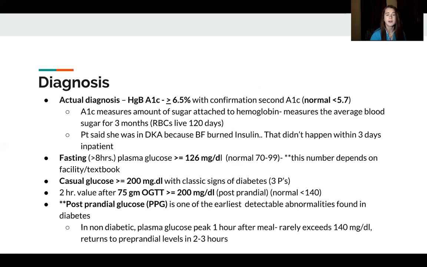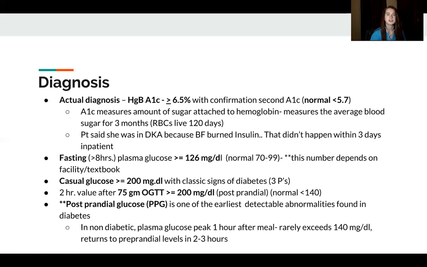That means that 6.5% of the red blood cells have sugar attached to them. This allows doctors to even measure a diabetic's compliance with their insulin or their antidiabetics, because they're able to see that average fasting sugar over 3 months, because that's how long red blood cells live. And then there's a confirmation second A1C. A normal is less than 5.7. Anything leading up to that is pre-diabetes, and then over 6.5 or equal to gives you that diagnosis.